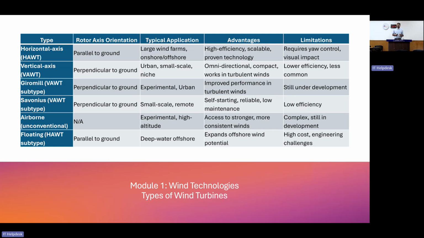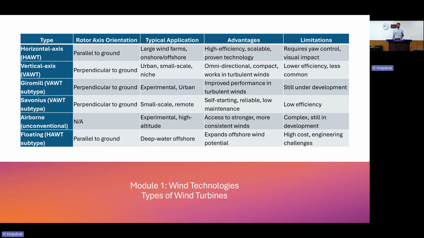ground. Mostly the horizontal axis wind turbines are largely applied for large wind turbine farms, and in onshore and offshore areas also. This technology has the advantage of very high efficiency, and it is highly scalable and proven technology. However, it has some limitations, like it requires a large control system.